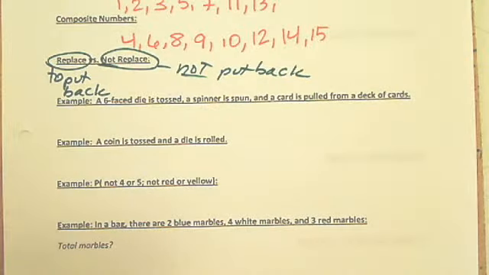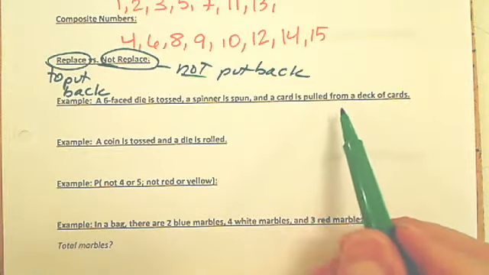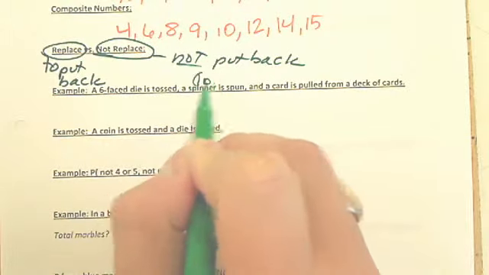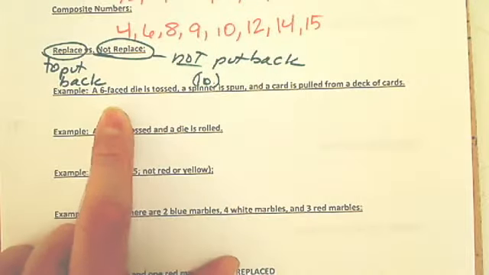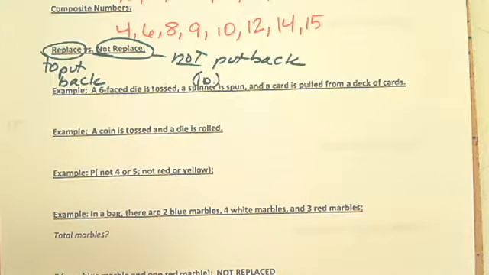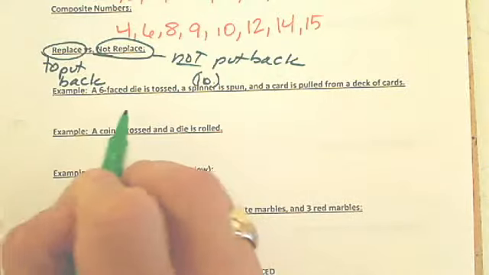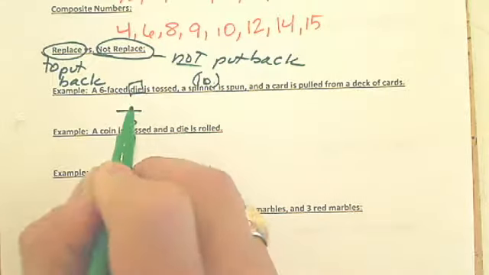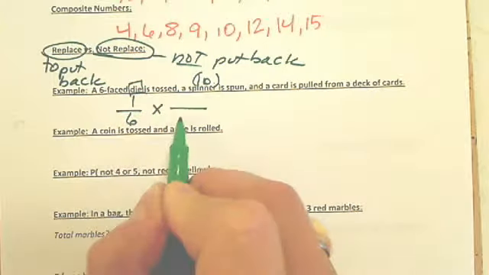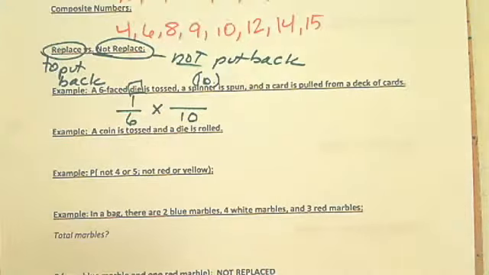A 6-faced die is tossed, a spinner is spun, and a card is pulled from a deck. Let's say this is a 10-face spinner. There are 10 faces on that spinner. How many options do you have on that number cube? 6, right? So you can only get 1 out of 6 options. If you have a spinner that has 10 options, out of 10, the arrow can only land on 1.